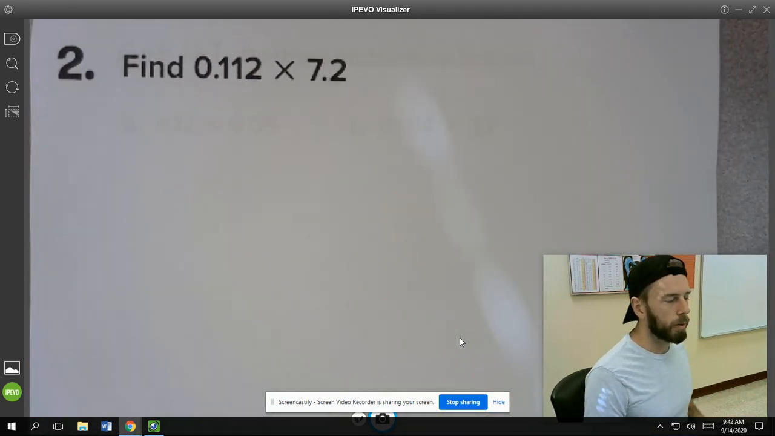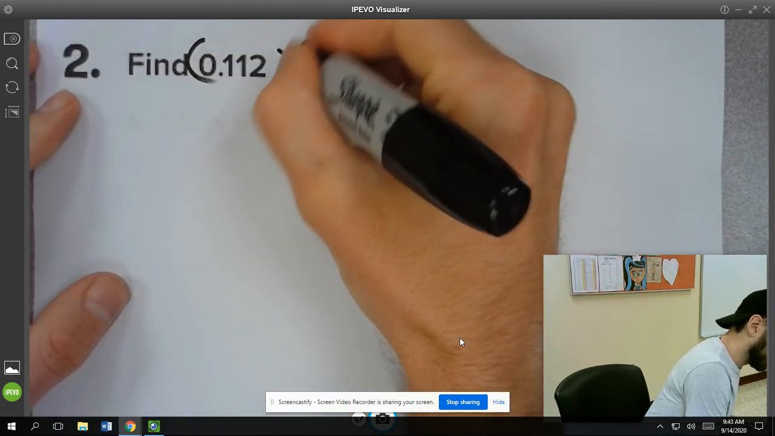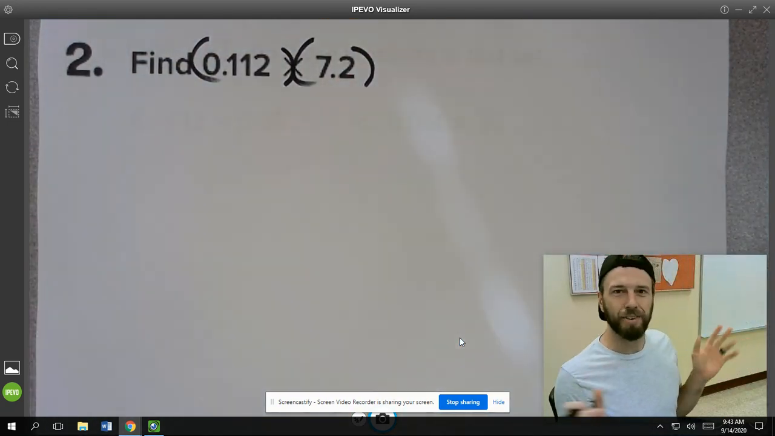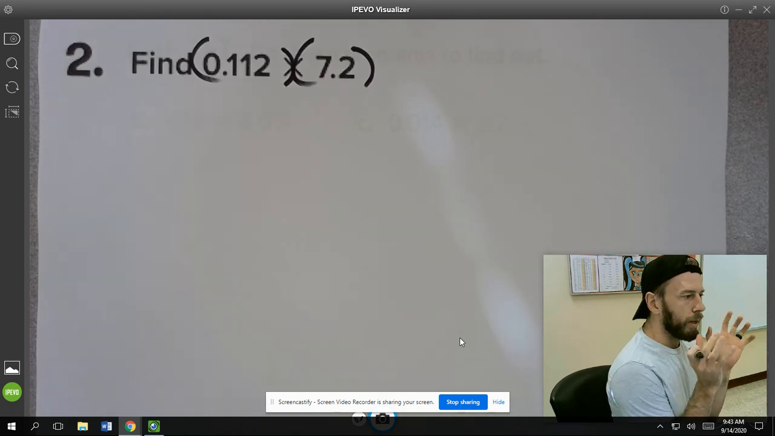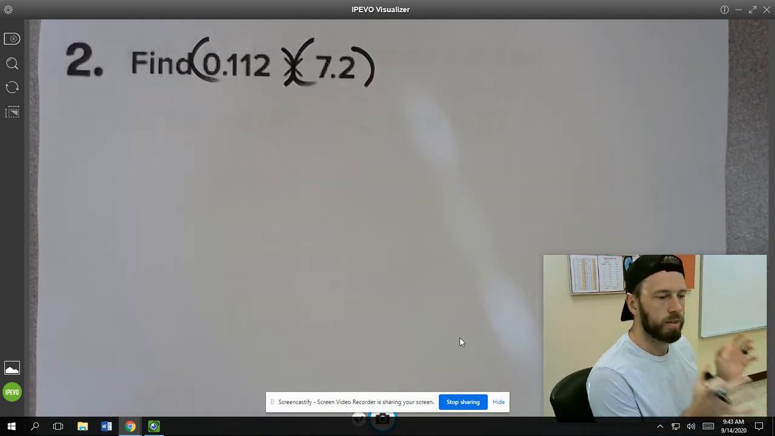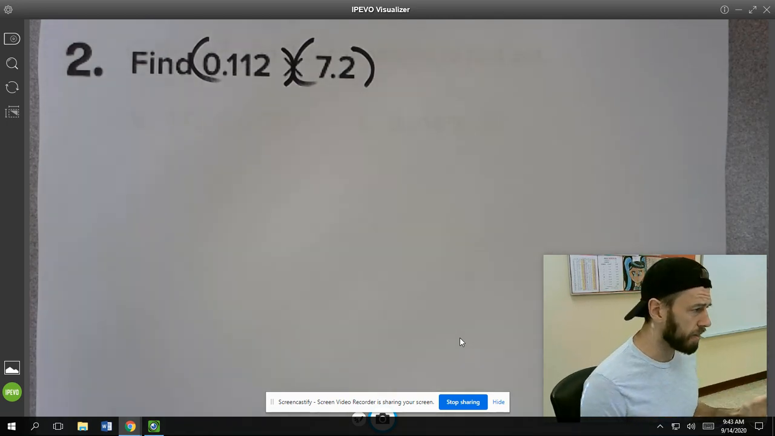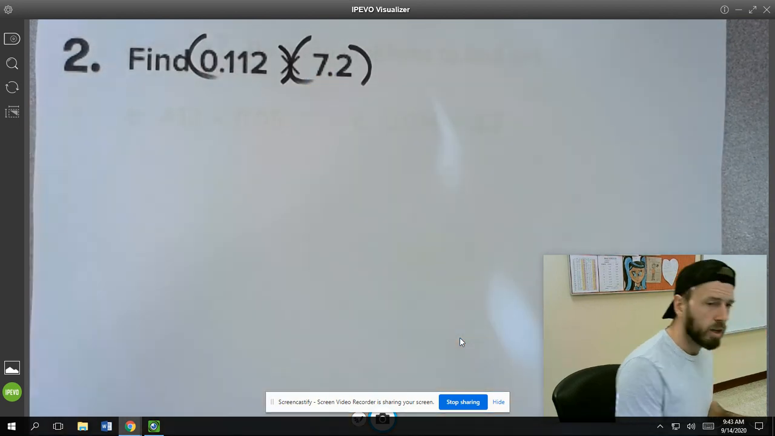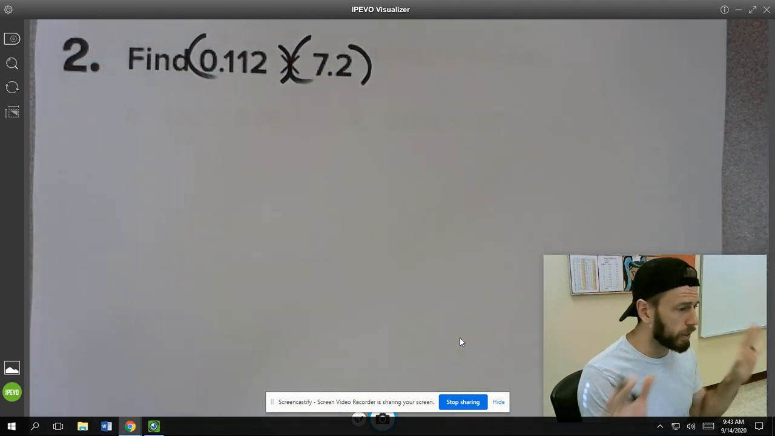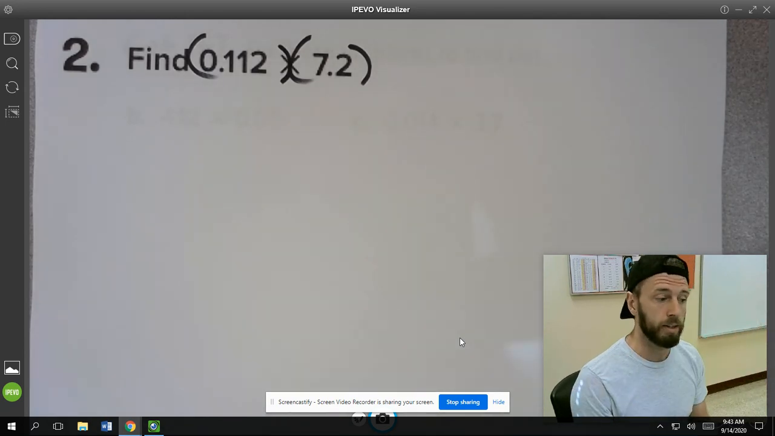So the first problem we're going to look at here is find 11, and you guys know how I don't like that x, so let me just put these in parentheses. All right, there we go, fixed. So we're going to multiply 112 thousandths with 7 and 2 tenths. We're basically just going to pretend these decimals don't exist. We don't have to line up the decimals, we're just going to pretend they don't exist. We'll pretend it's 112 times 72.